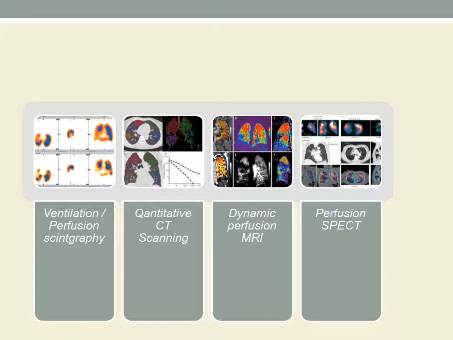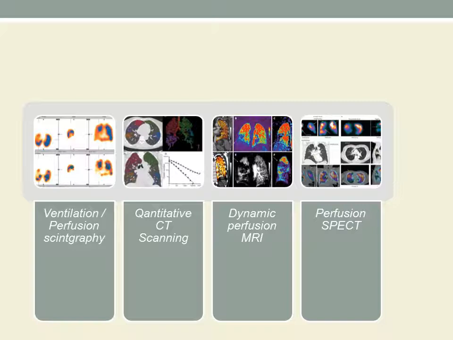So these are ventilation perfusion scintigraphy, quantitative CT scanning, dynamic perfusion MRI, and SPECT scan. It is important to bear in mind that scintigraphy results may underestimate the actual postoperative values. Although quantitative CT scanning has been reported to be simpler and more accurate in predicting the postoperative FEV1 in patients undergoing pulmonary resection, dynamic perfusion MRI currently has the best reported test performance compared with qualitative CT and perfusion SPECT, and may be as accurate as quantitative CT.